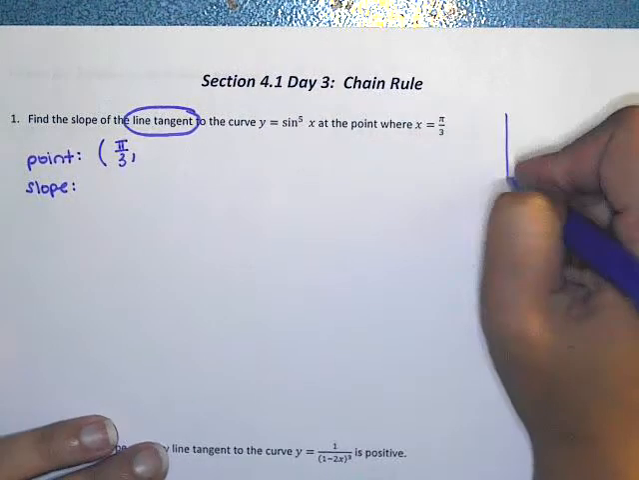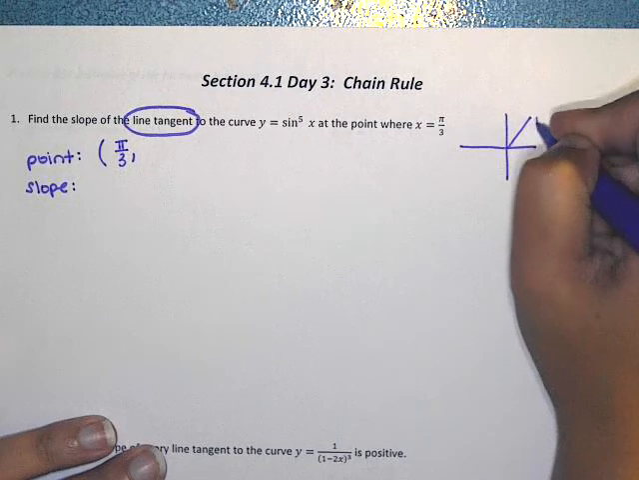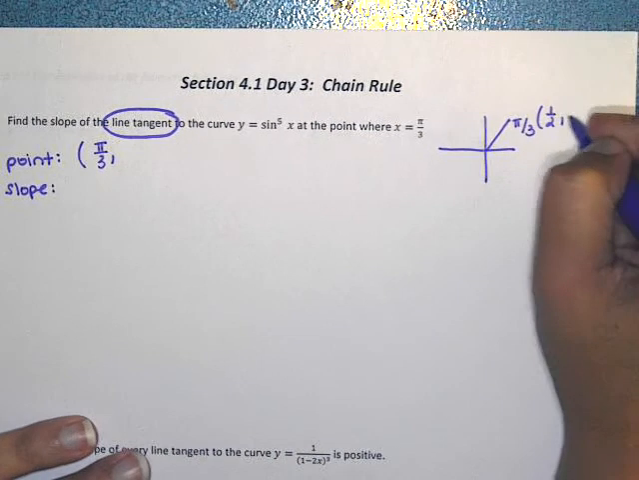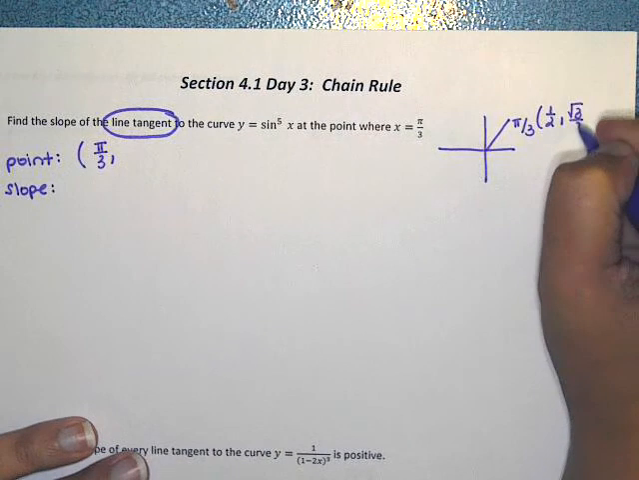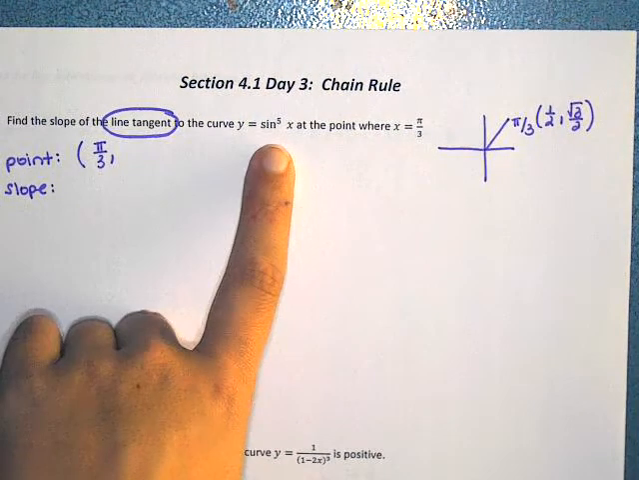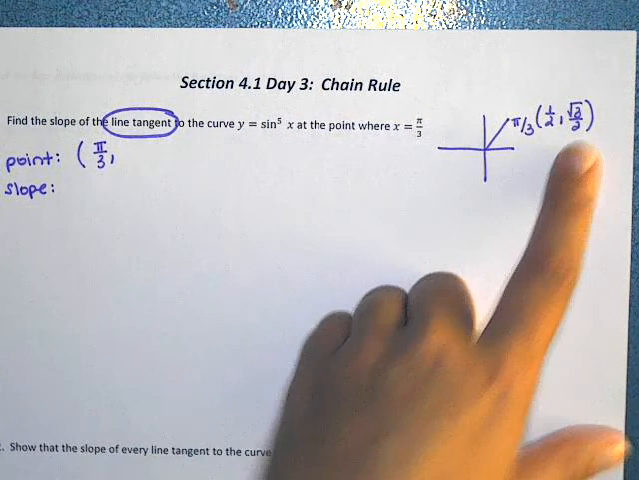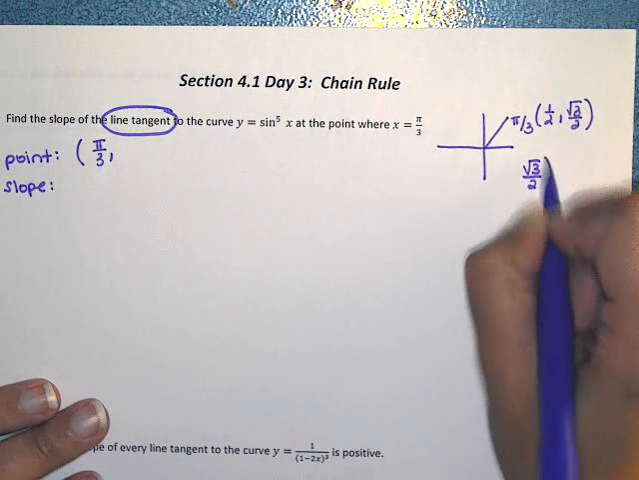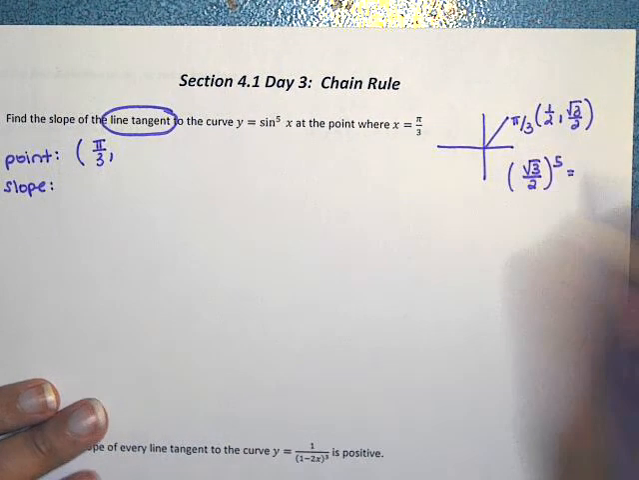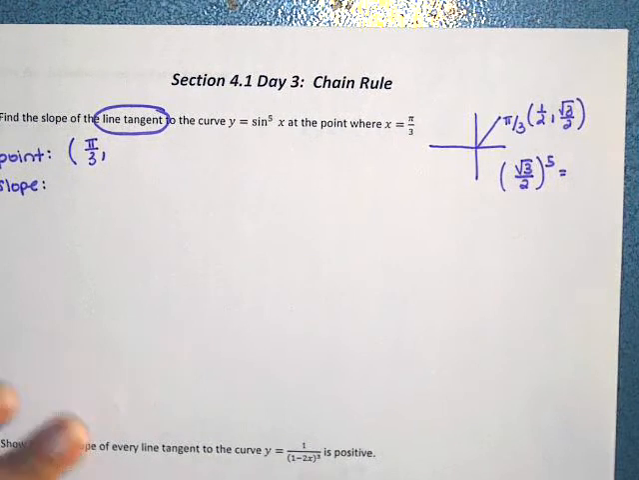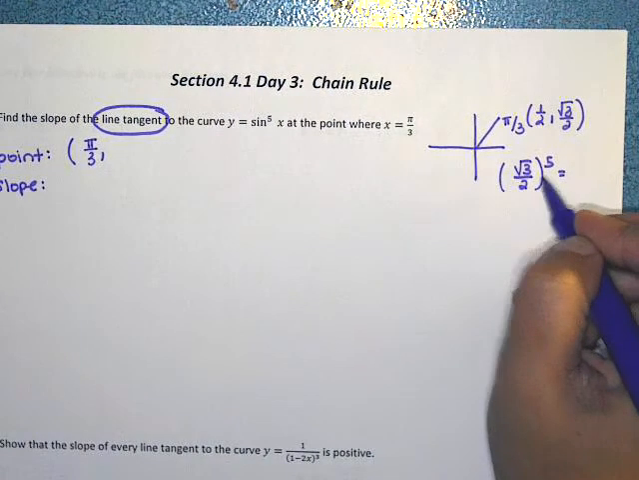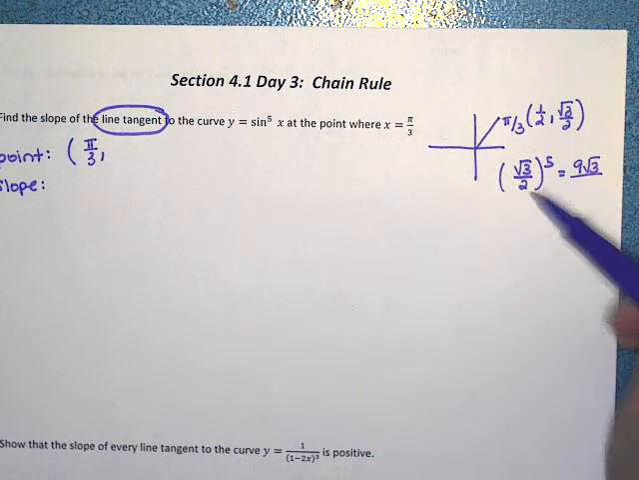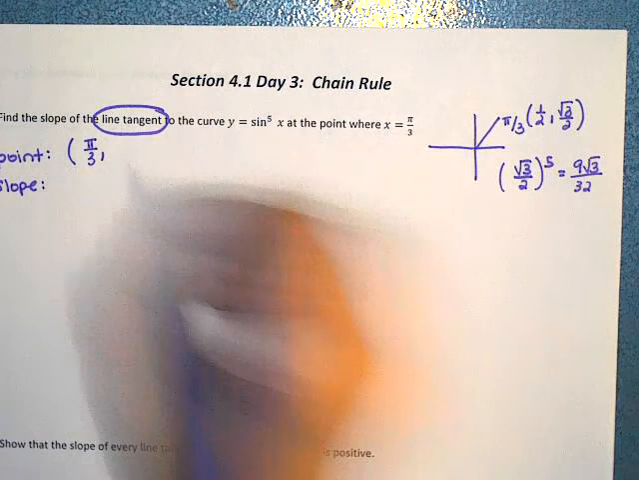On the unit circle, the ordered pair at pi over 3 is 1/2 comma root 3 over 2. Sine would be the y value. So if I do the square root of 3 over 2 to the 5th power, I get a square root times a square root times a square root times a square root. So 9 root 3 over 32.